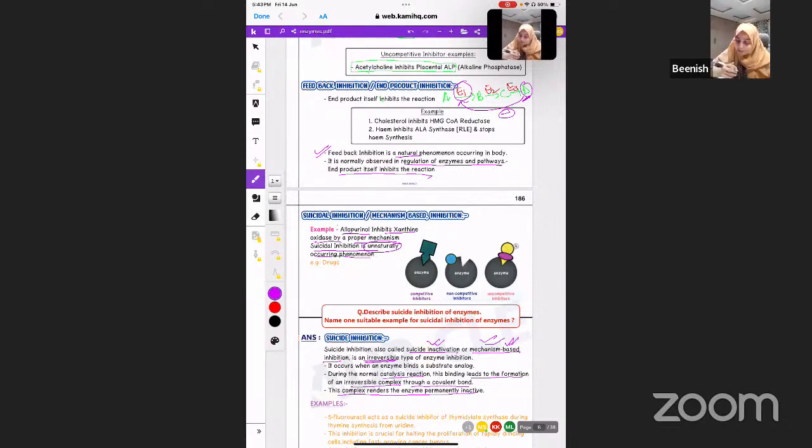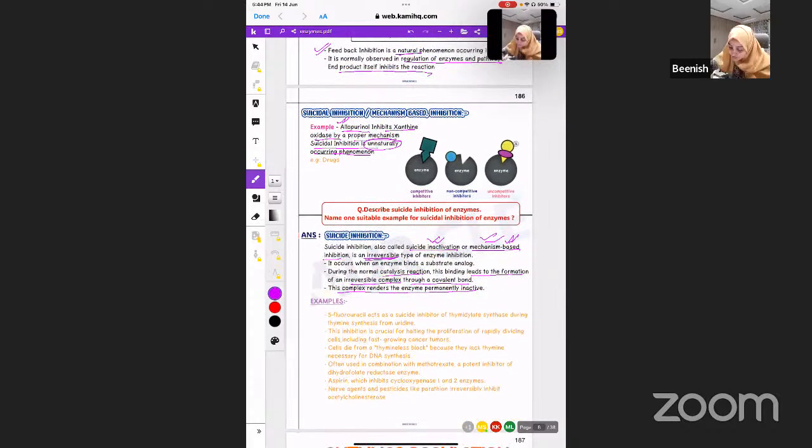In the example, you have allopurinol inhibiting xanthine oxidase. Your allopurinol binds to xanthine oxidase and is converted into alloxanthine. And this alloxanthine irreversibly binds to the enzyme xanthine oxidase and inhibits it. Now you have some other examples of suicide inhibition, like 5-fluorouracil, which acts as a suicide inhibitor of thymidylate synthase. Your thymine synthesis is inhibited, so your DNA synthesis will be interrupted. Therefore, this is used as a treatment in fast-growing cancer tumors.